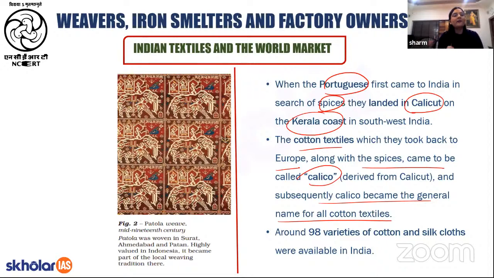Apart from this, students, one very important fact here is that around 98 varieties of cotton and silk cloth were available in India. So you can see how different varieties, how extensive the trade was in our country with respect to the textile industry.